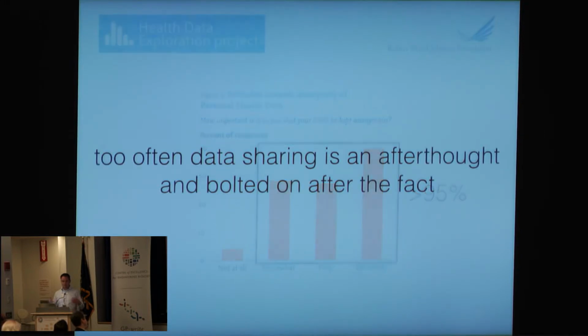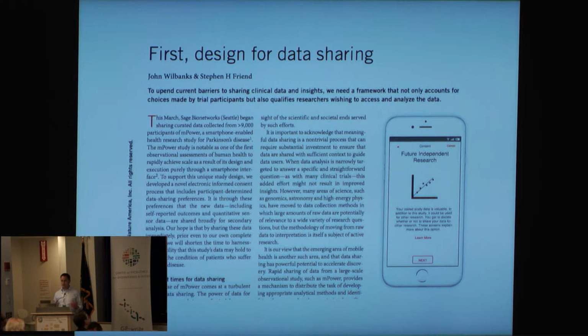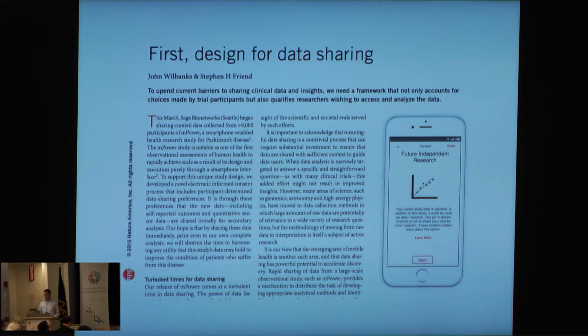So we have this balance we have to consider, but I would posit that too often data sharing is an afterthought for researchers, and it's bolted on after the fact. If instead we treat it as a design problem, something that we want to embed in our research from the beginning. This is a paper that a couple of colleagues of mine, John Wilbanks and Stephen Friend, published in Nature Biotechnology this last year, where we talk about a framework that accounts for two things. One, the choices that the trial participant makes about how they want their data shared, but also how we qualify researchers who wish to access and use that information at the tail end.